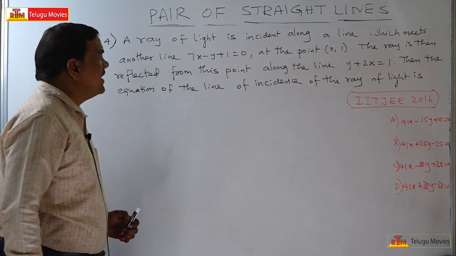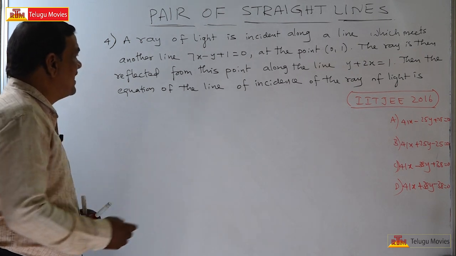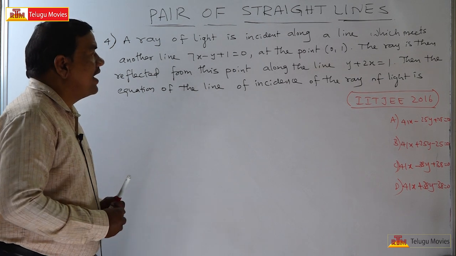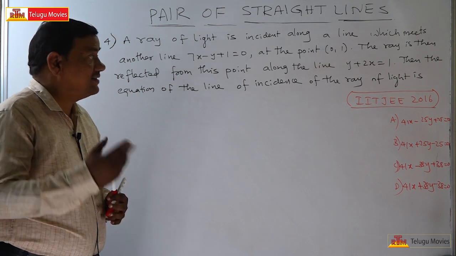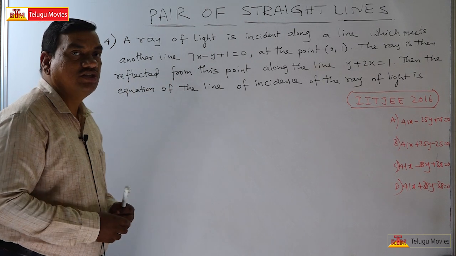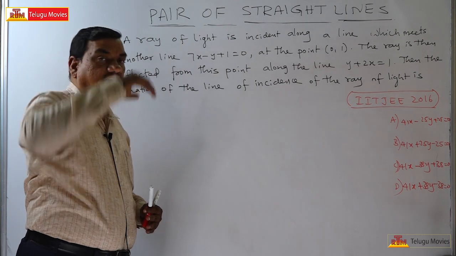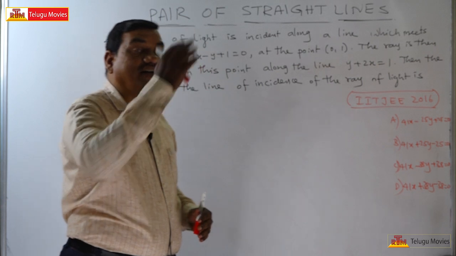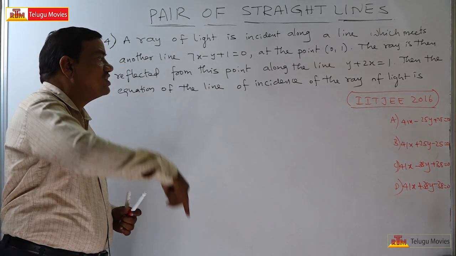A ray of light is incident along a line which meets another line 7x minus y plus 1 is equal to 0 at the point (0, 1). The ray is then reflected from this point along the line y is equal to 2x plus 1. So, that is an incident ray and a reflected ray. It is given that the equation of the reflected ray is given, then find the equation of the line of incidence of the ray.